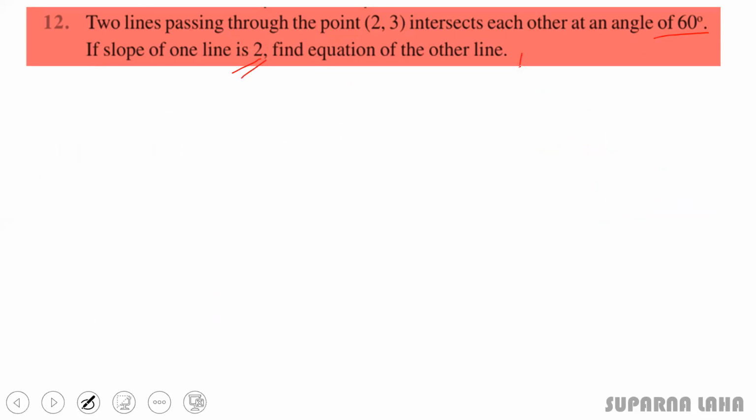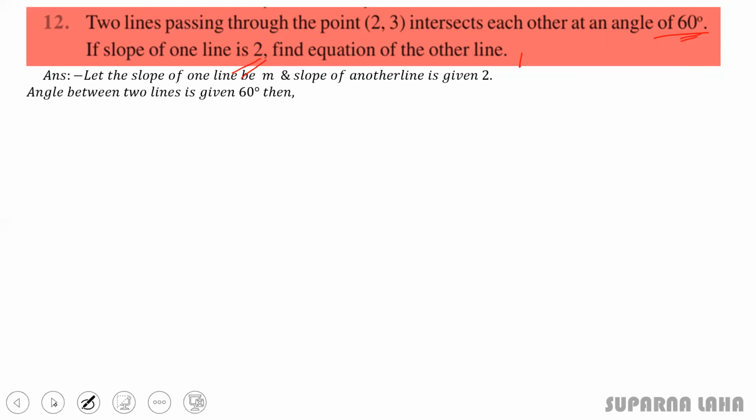So if the slope of the other line is m, then you can easily write down the formula of the angle between two lines. That is, if it is 60 degrees, we can write that tan 60 degrees equals the modulus of (m minus 2) by (1 plus 2m), that is, (m1 minus m2) by (1 plus m1 m2). So one is m, another is 2. So from here, if you solve it, you can find the value of m.